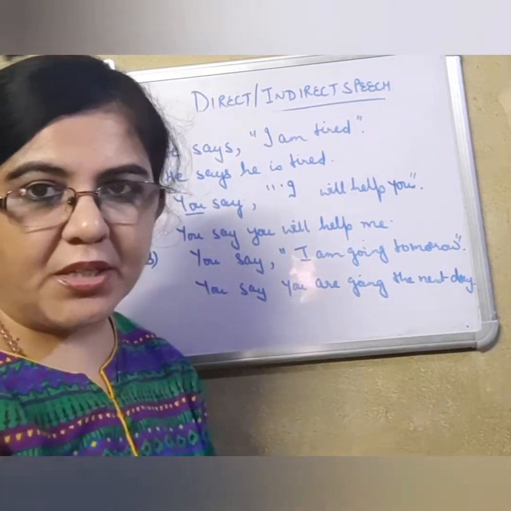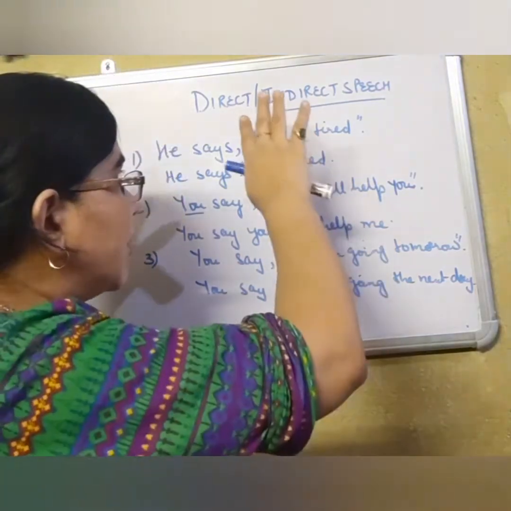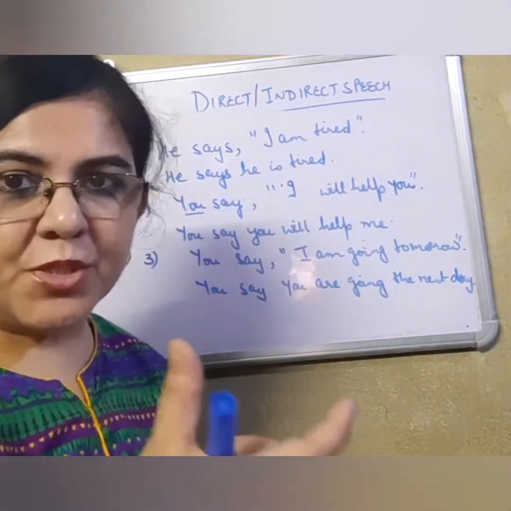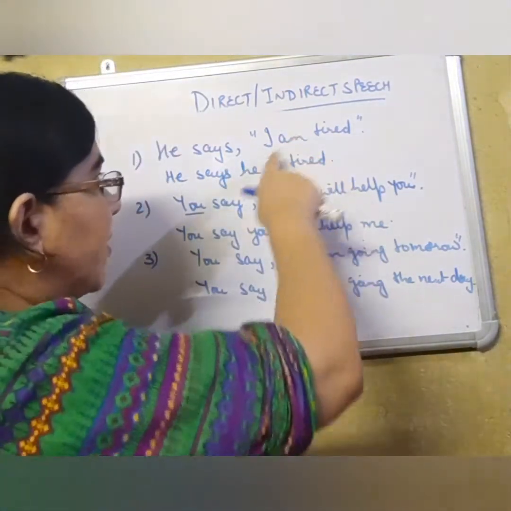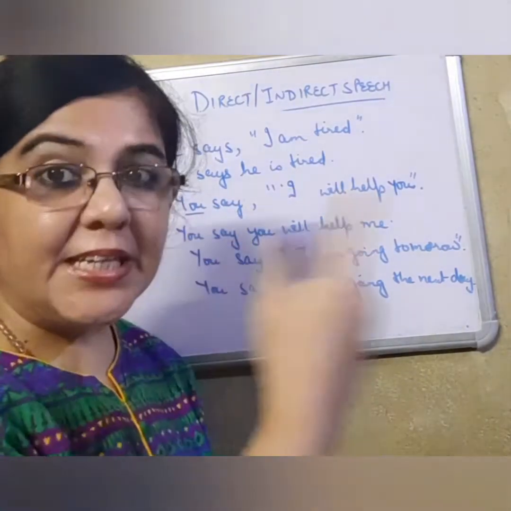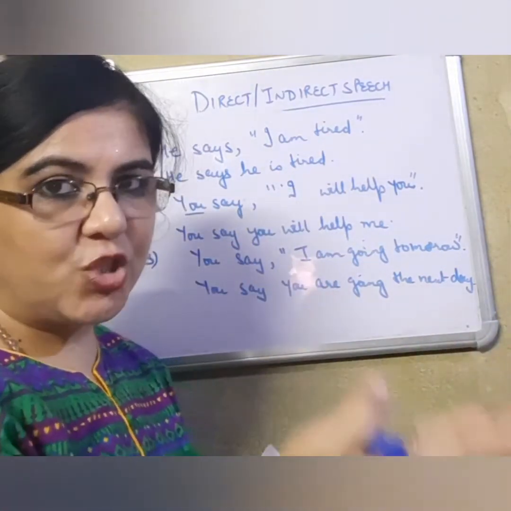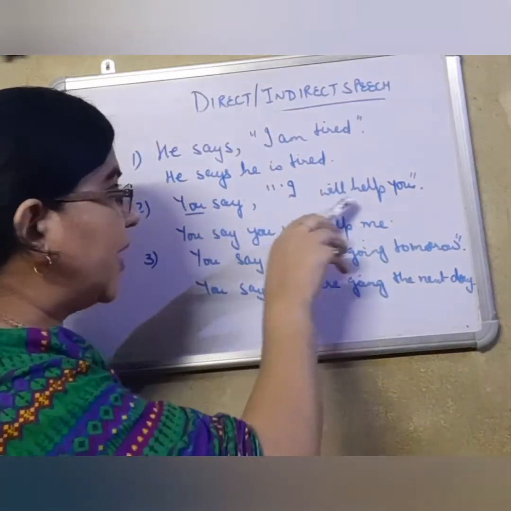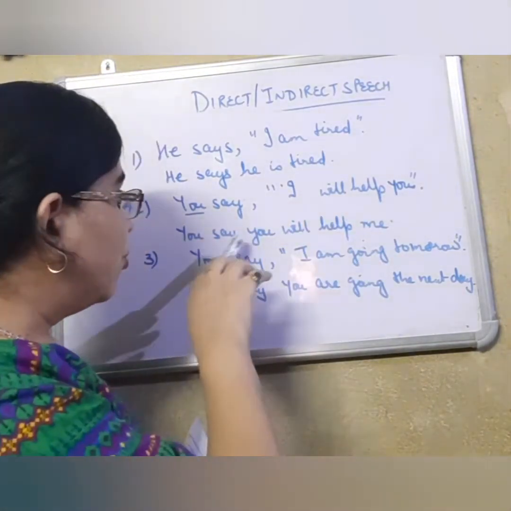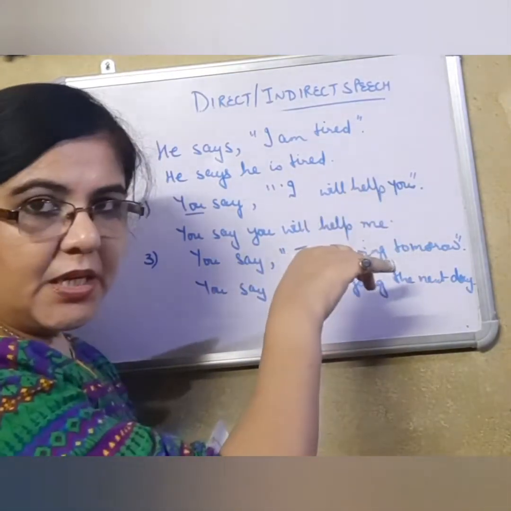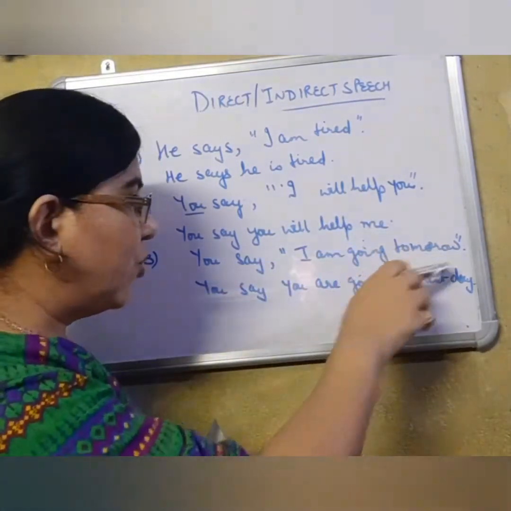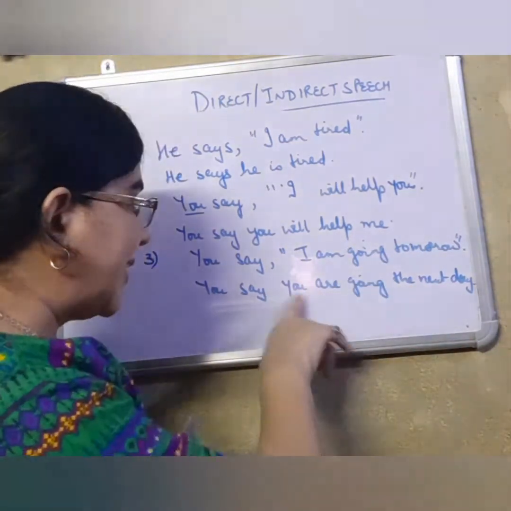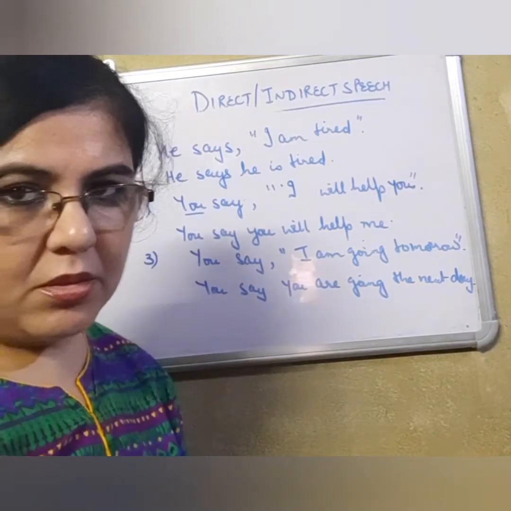The tenses remain the same. These are all in simple present tense. But according to the person, the verbs are changing. The am has been converted into is because he is third person, maybe he is, she is. "He am" is not the correct word. You say, I will help you. You say, you will help me. You say, I am going tomorrow. You say, you are going the next day. Because in second person, you are.